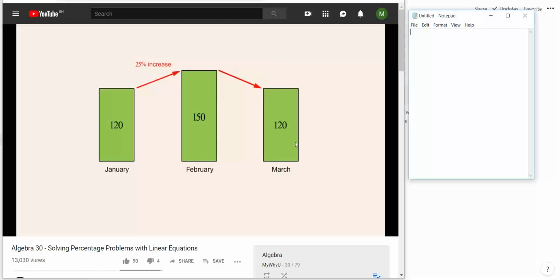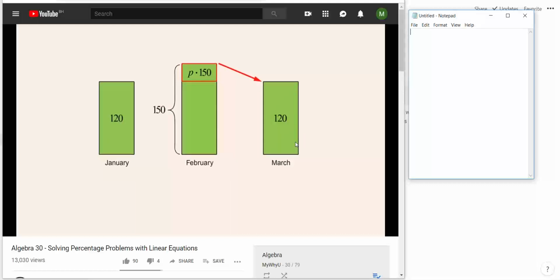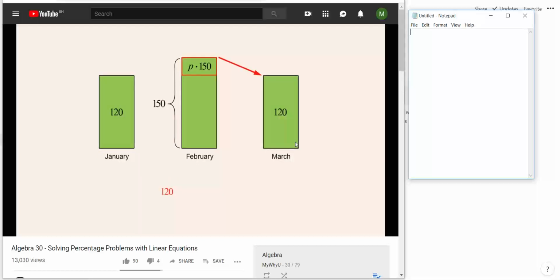We want to find the percentage of accidents in February which did not occur in March. If we call the decimal equivalent of that percentage P, then P times 150 is the difference in accidents between February and March. We can now write an equation which says that the number of accidents in March equals the number of accidents in February minus the change in accidents, P times 150, or 150p.